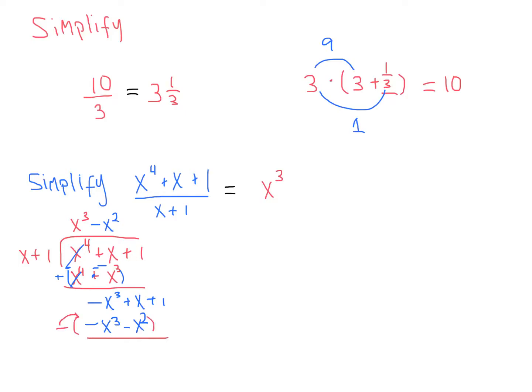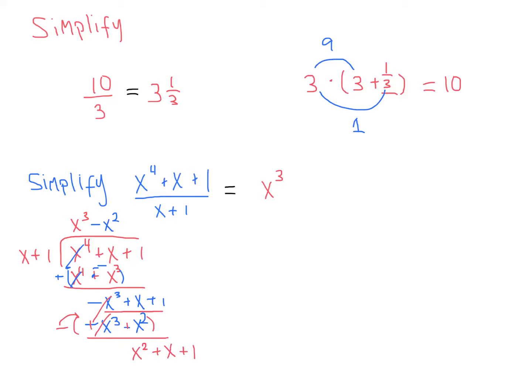I will distribute through with my negative sign. This will become positive, and this will become positive. All right? And so I have negative x to the third plus x to the third. These will cancel. Notice there's no x squared up here. So it'll be 0x squared plus x squared, which is just going to be an x squared term, plus an x term, plus 1.